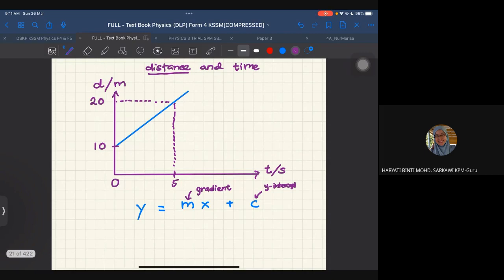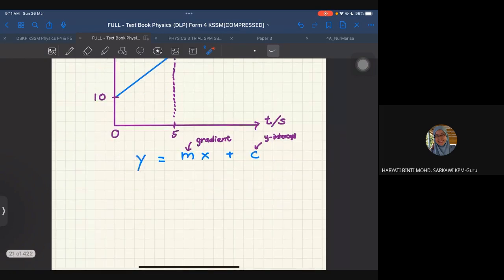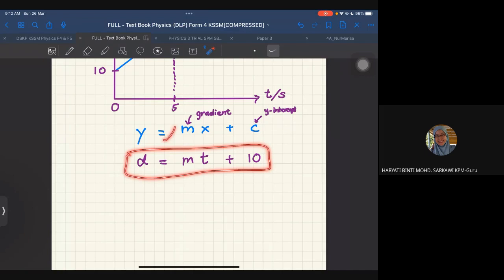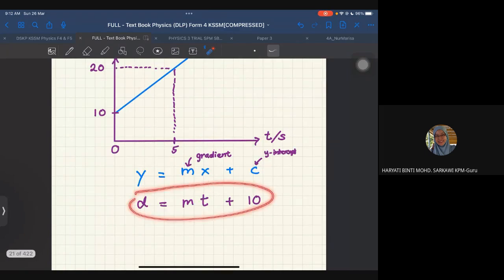Now, can we change the equation following the graph that we have? So what does the equation become? What is y now? y now is actually D. And then x, following this graph, is T, right? And then c is 10, the y-intercept. So we can change the equation so it becomes like this. D equals m, unknown, need to calculate it, times x, which now is time, plus the intercept on the vertical axis, which is 10. So your equation becomes like that. It means that this equation represents this graph.